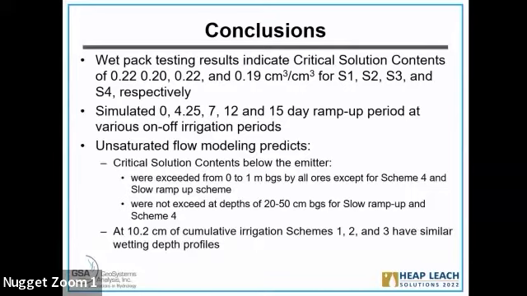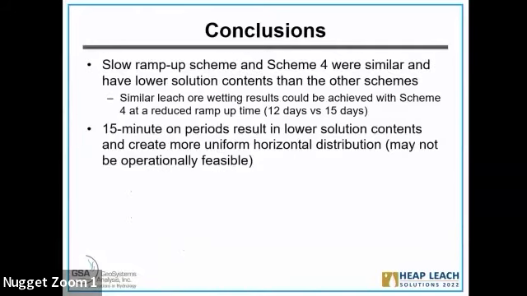And schemes 1 to 3 have a very similar solution distribution pattern throughout all the simulations. Between the slow scheme and scheme 4, scheme 4 actually saves some time by accelerating the irrigation rate toward the end, but still provides similar behavior to the slow scheme, so we can accelerate the ramp-up period. The 15-minute scheme may not be operable, but it probably provides more uniform distribution. If none of the cases works, we can consider decreasing the irrigation time to protect against consolidation.